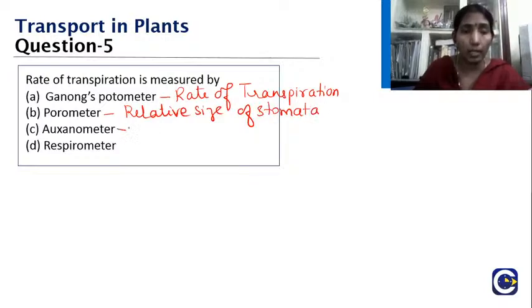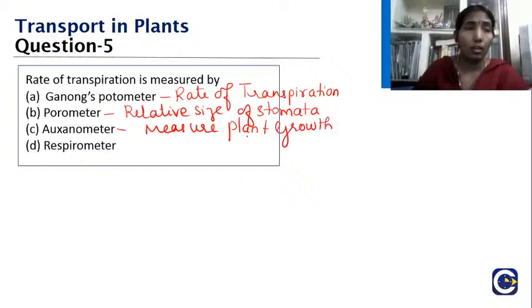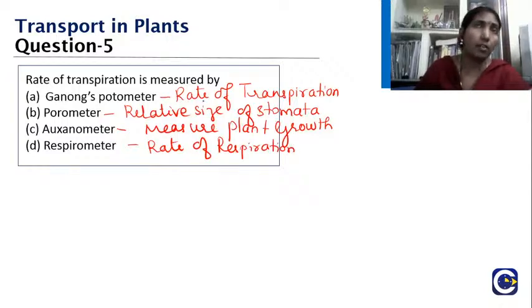What about oxynometer? That will measure the plant growth. We have Pfeffer's oxynometer. I hope you would have studied about that also. So here it will measure the plant growth. What about respirometer? It will measure the rate of respiration. So you have to be very clear what they have asked here in the exam. These are the derivations that I wanted my students to make either in the mind or somewhere in a worksheet, so that you will know what they are asking for.